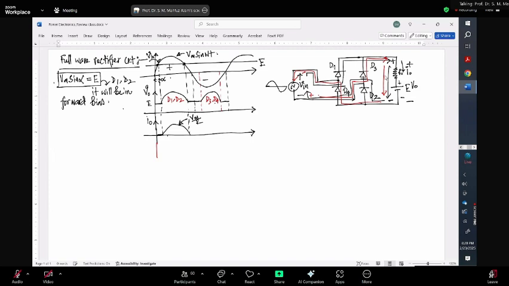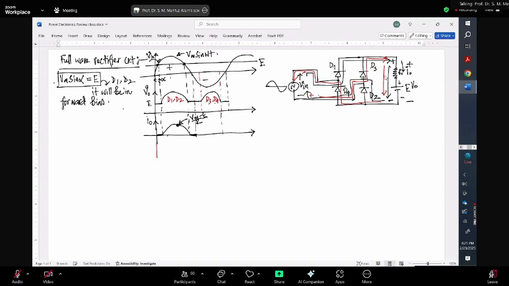The maximum value of this should be Vm over R. So this is not Vm, it should be your current magnitude, the maximum value of it, Vm minus E, that is the maximum value of the source voltage. So Vm minus E divided by R should be the maximum magnitude. And then after that, from here to here, it would be again 0.